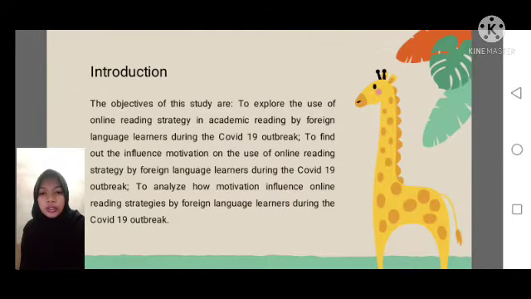Okay, now we will discuss about the introduction of this journal. So the objectives of this study are to explore the use of online reading strategy in academic reading by foreign language learners during the COVID-19 outbreak, to find out the influence of motivation on the use of online reading strategy by foreign language learners during the COVID-19 outbreak, and to analyze how motivation influences online reading strategies by foreign language learners during the COVID-19 outbreak.